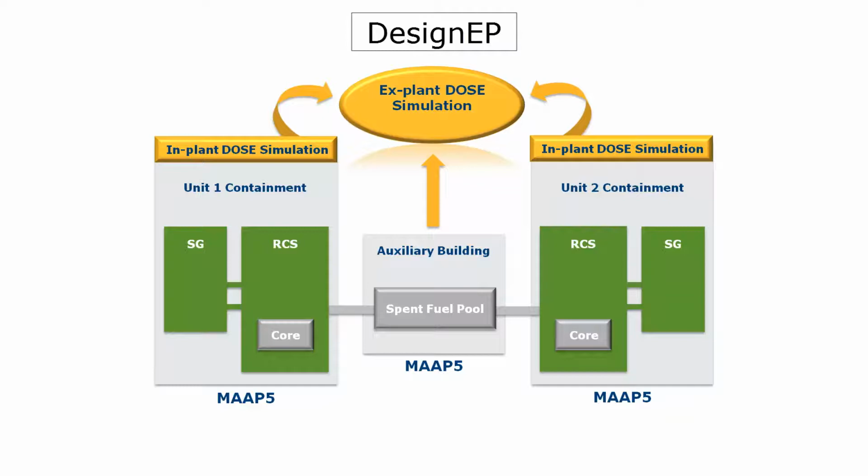The demonstration plant for this scenario is a Westinghouse 4-loop PWR plant. The plant has 2 units with a spent fuel pool and a shared auxiliary building between them. The EPRI MAP program, running on the DesignEP platform, is used to model all components in both operating units and the auxiliary building. The MAP program also includes engineering safety features.